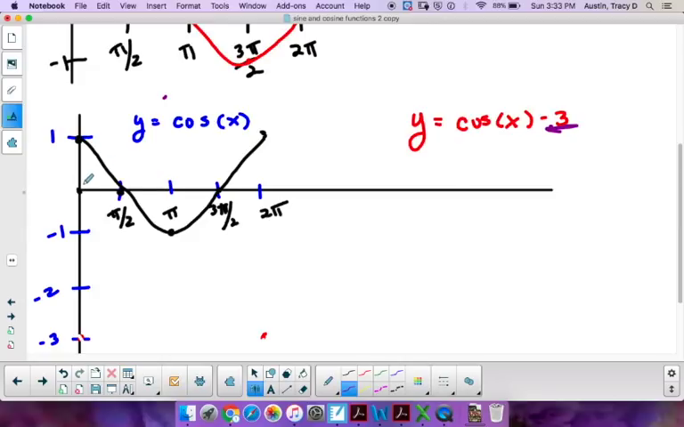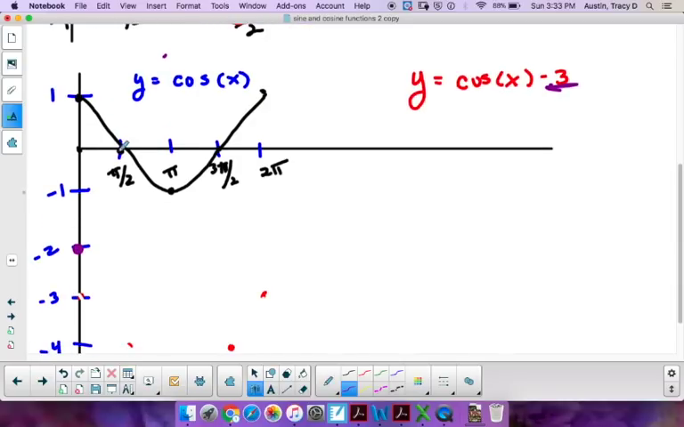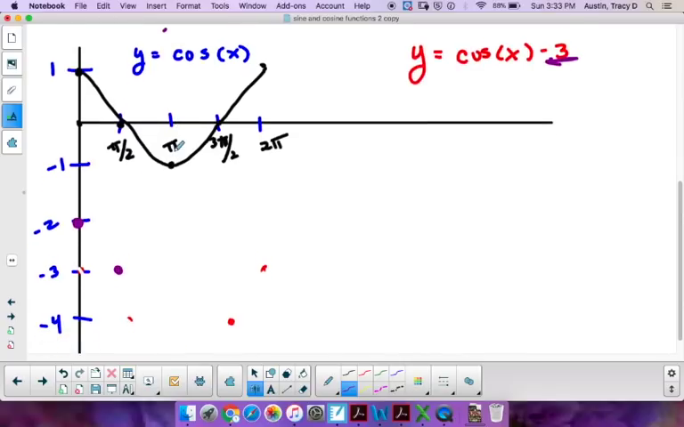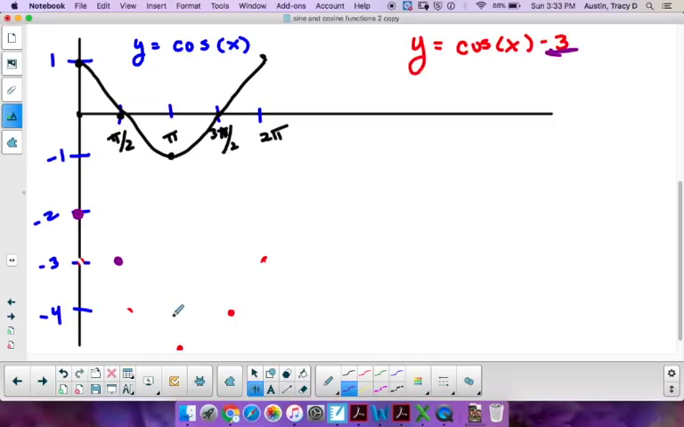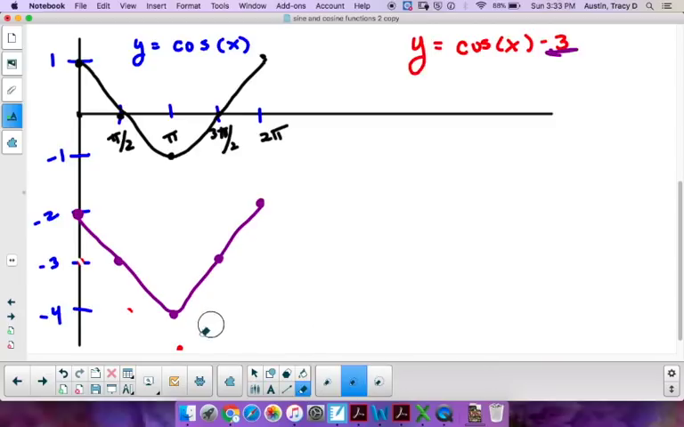So that goes from 1 to -2. And this one goes from 0 to -3. And this one goes from -1 to -4. And from, again, 0 to -3. And from 1 down to -2. So my new function is right there. The entire graph has been shifted down 3 points. And that's what you're going to be talking about today.